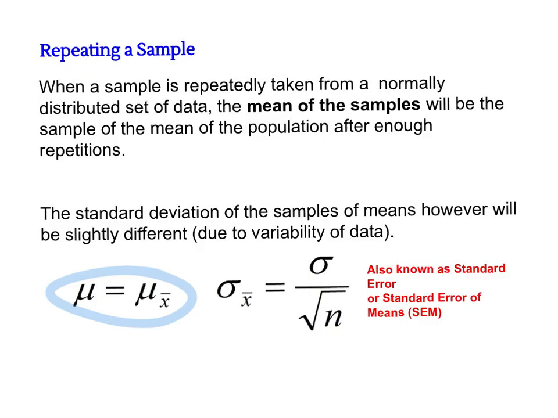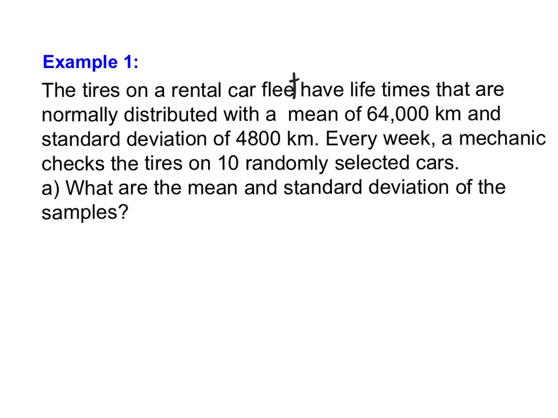Now, the standard deviation of your samples: we're going to take the standard deviation of the population and divide it by the square root of n. That's going to give us what is now known as the standard error, or standard error of means. Let's put this into practice.